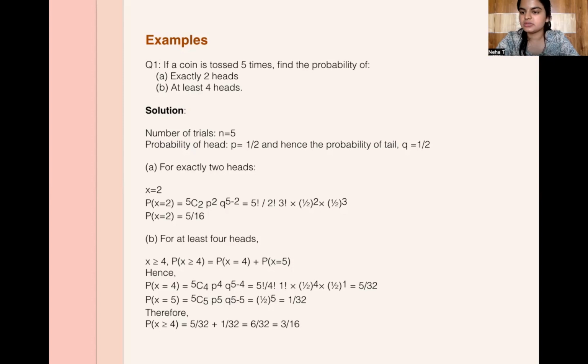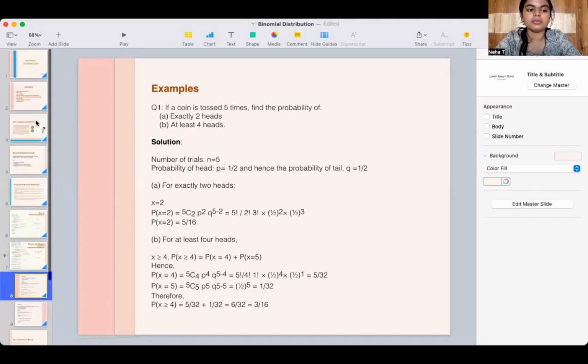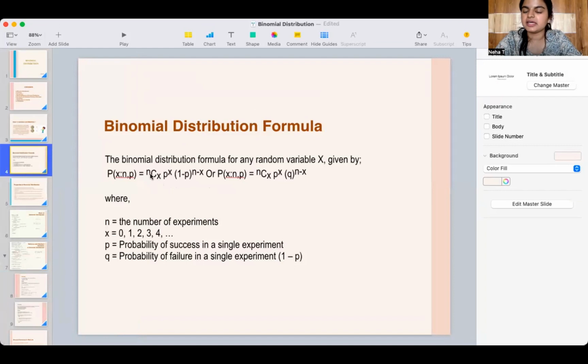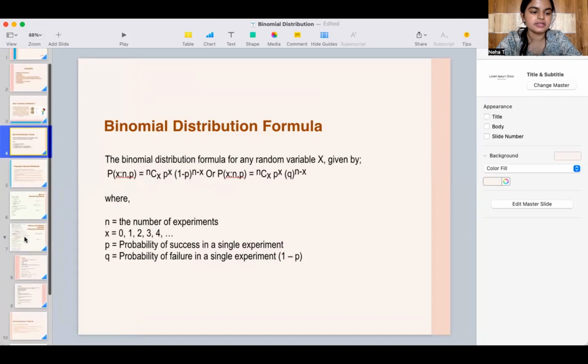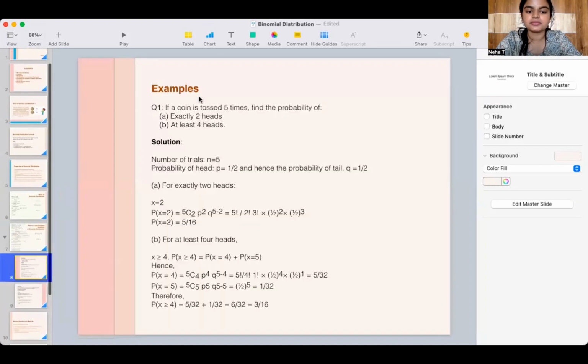So exactly 2 heads. We'll take x is equal to 2. Probability of x is equal to 2, we have the formula: nCx, and we have taken n as 5 in that question. x will be 2 because it is exactly 2. p to the power 2, q; p is 1 by 2, so 1 by 2 to the power 2, and 1 by 2 to the power n minus 2, 5 minus 2.